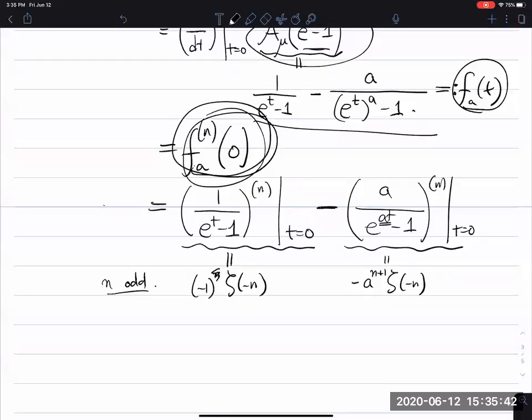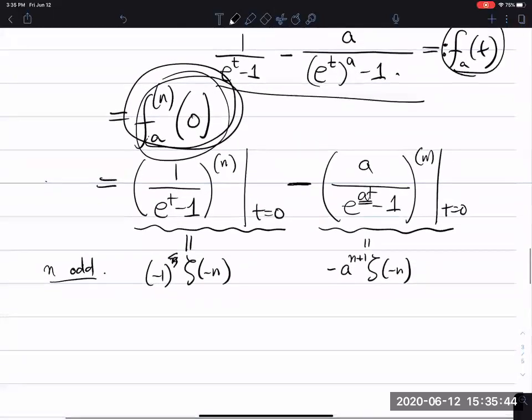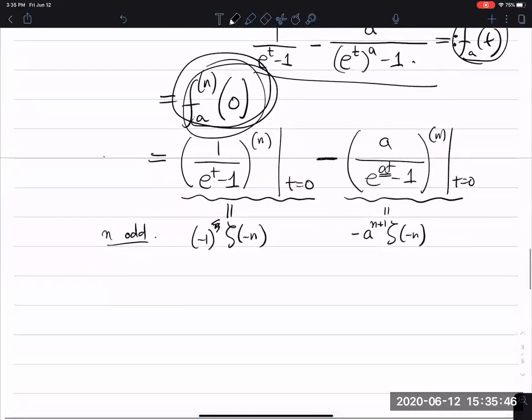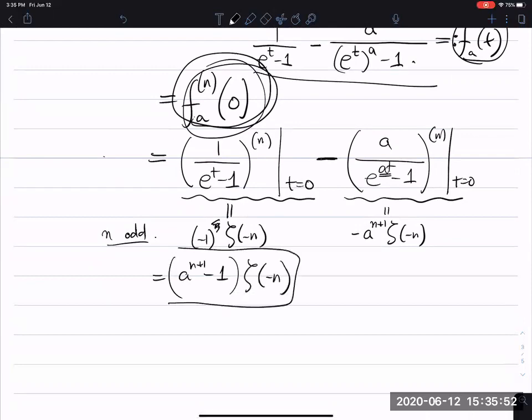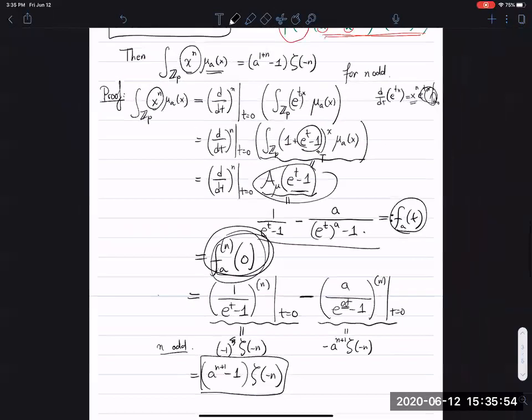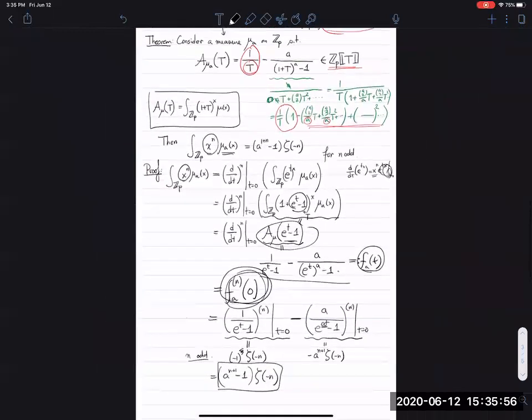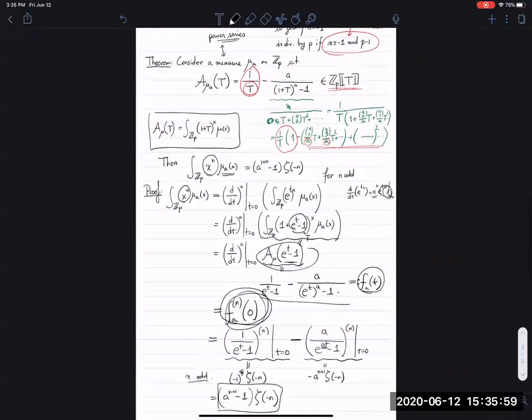So therefore, altogether, that's equal to a to the n plus 1 minus 1 times zeta of minus n. So that's our theorem. That if I integrate x to the n under this measure, I really get the zeta value.